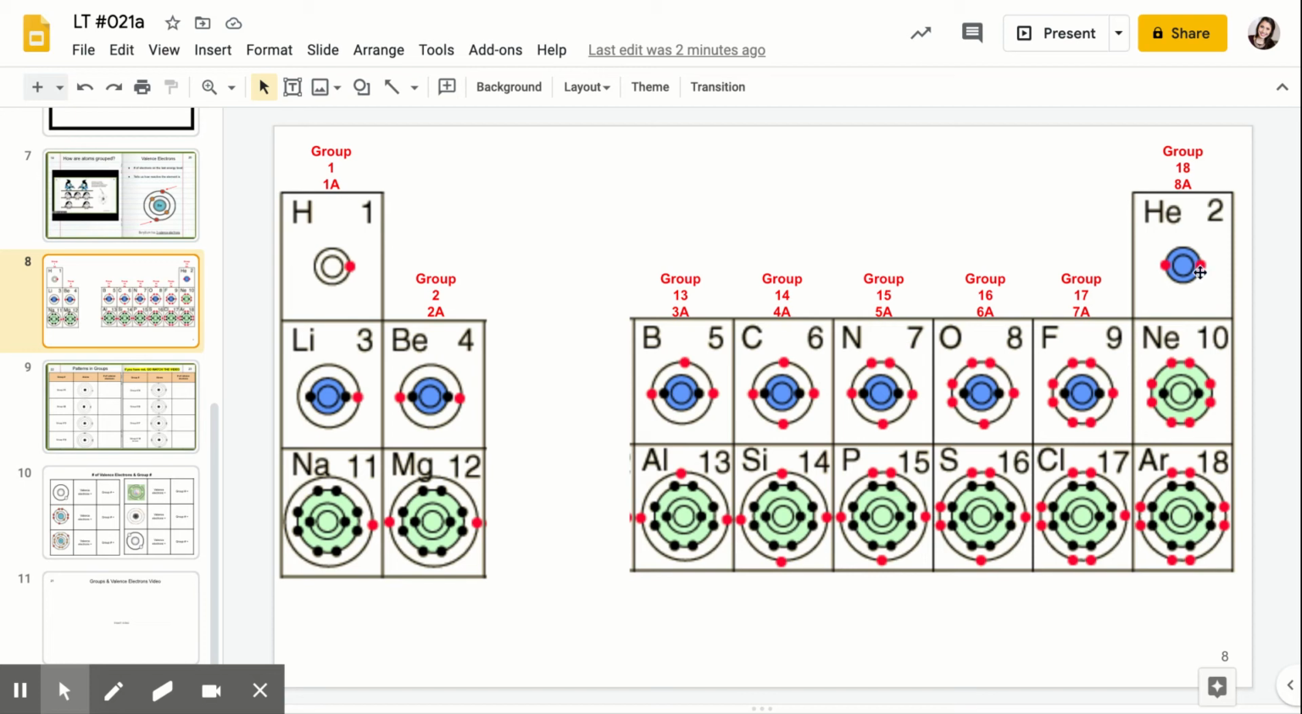And the reason why helium is here is because that shell is full. So remember, group 18, always look for a full shell. So helium has 2, so it's full. Neon has 8, it's full. Argon has 8, it's full. So remember, we're talking about that pattern that we learned, 2, 8, 8, 8, and so forth.